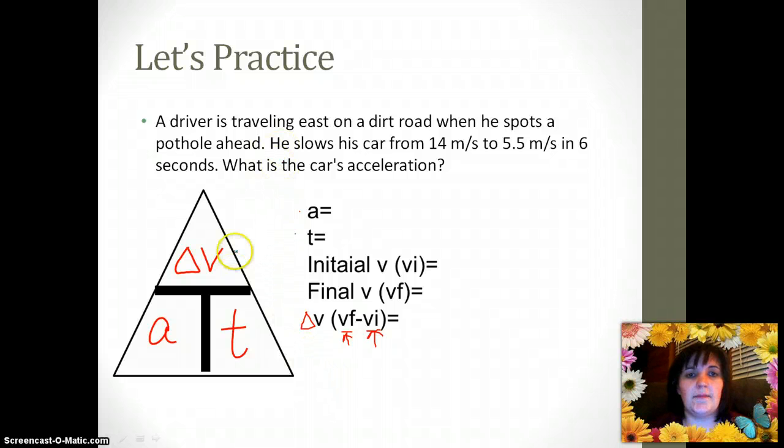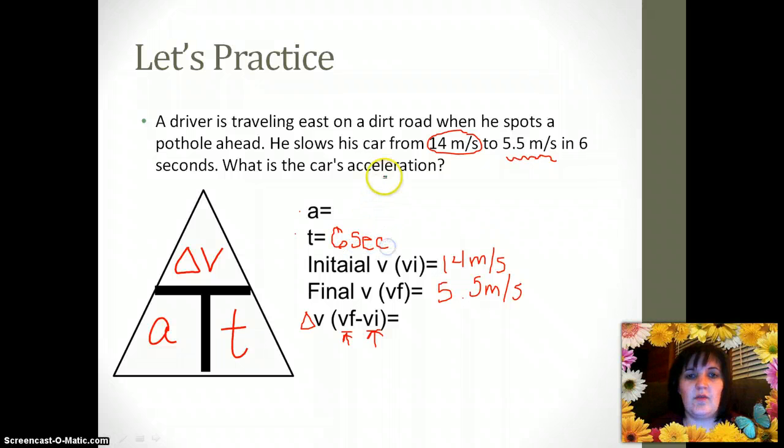So let's look on here. And the first number I see is that he slows his car from 14 meters per second. That's his initial velocity. What did he start with? 14 meters per second. To 5 meters per second. That's his final velocity. In 6 seconds. 6 seconds must be the time it took him to do that. So 6 seconds. What is the car's acceleration? I don't know. I better figure that out.